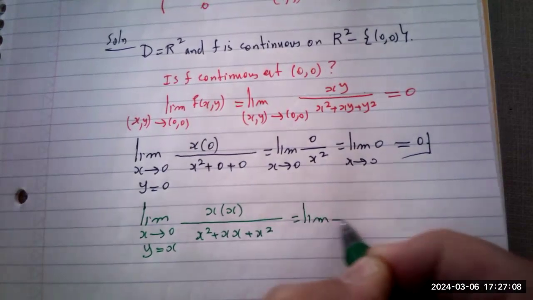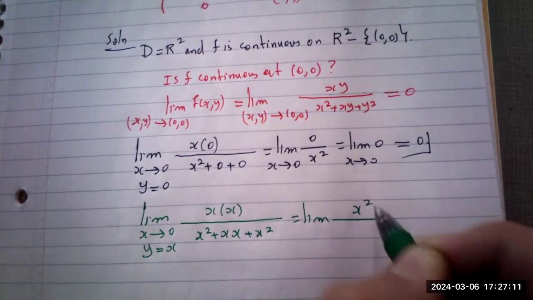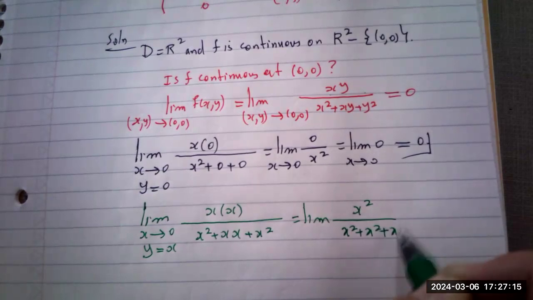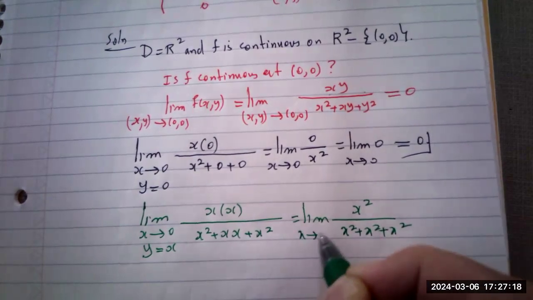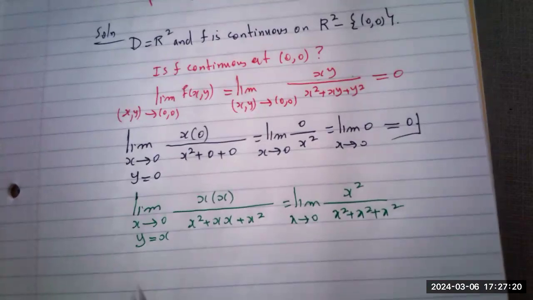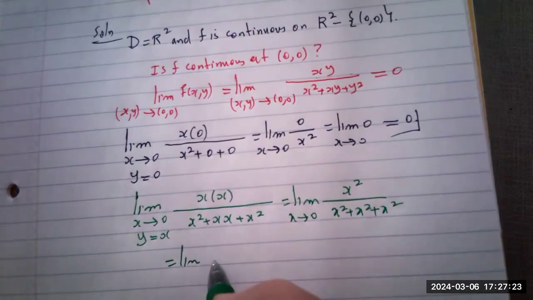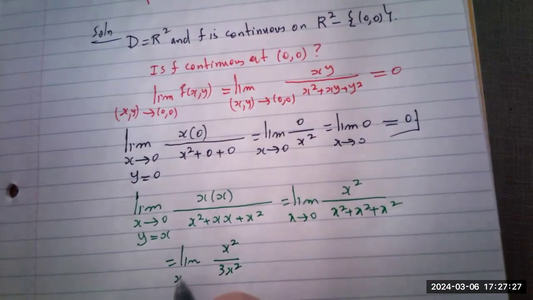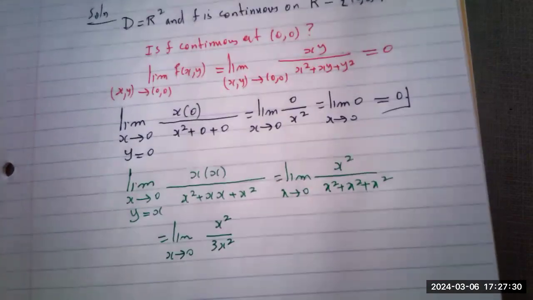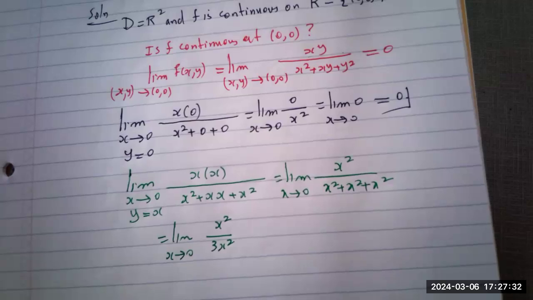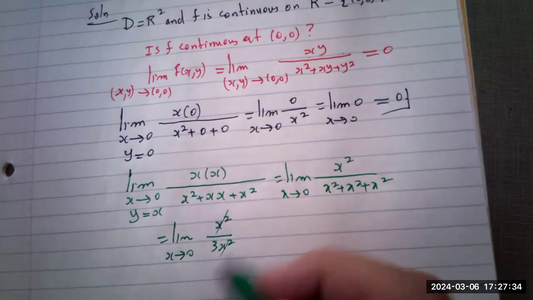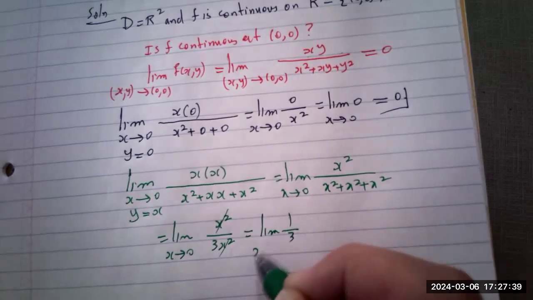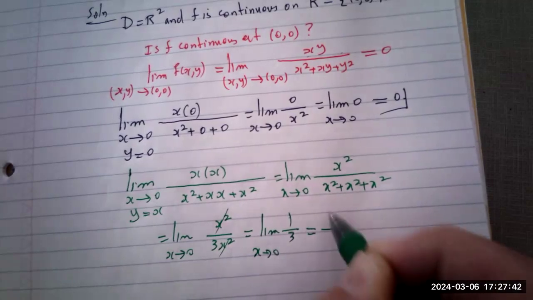Simplify. The top would be x squared. The bottom is going to be x squared plus x squared plus x squared, as x goes to 0. Simplify, then take the limit. The limit of x squared on the top, 3x squared on the bottom, as x goes to 0. Drop the x squared, so that gives you the limit of 1/3 as x goes to 0, which is 1/3.